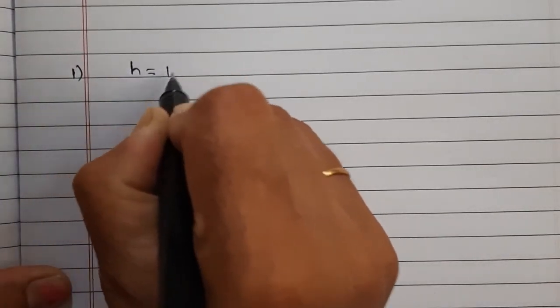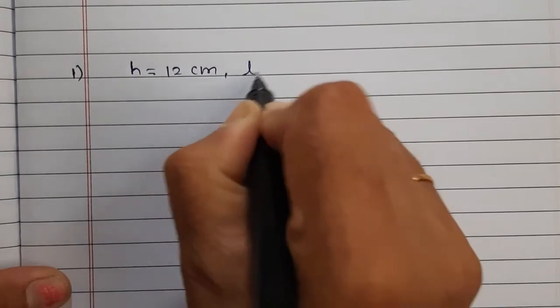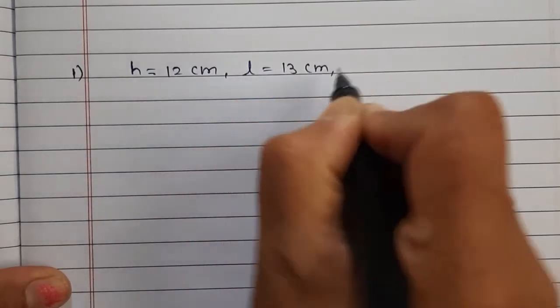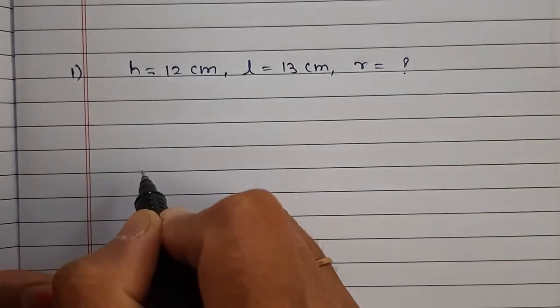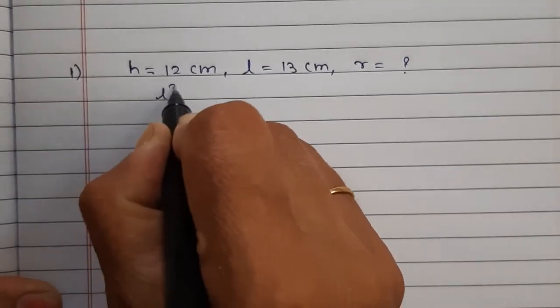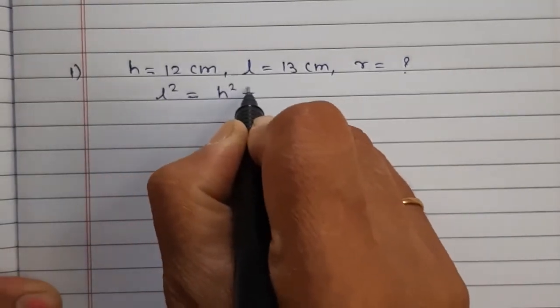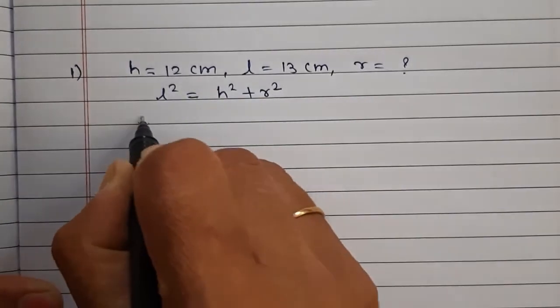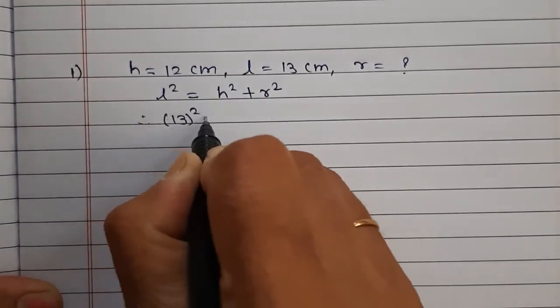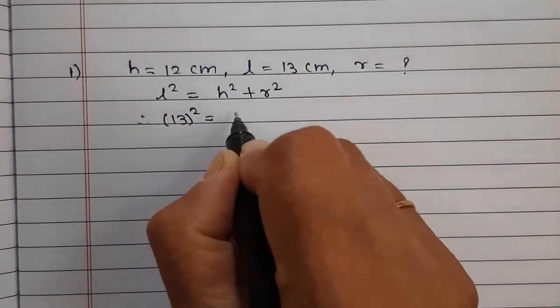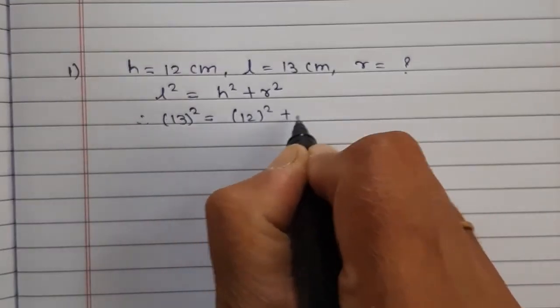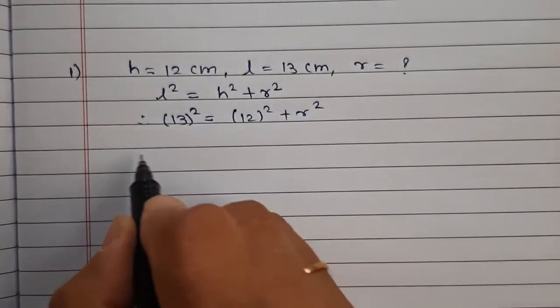H is given 12 cm. L is given 13 cm. We have to find R, that is the radius of the base of the cone. We know that L square equals H square plus R square. L is given 13, so 13 square equals H, and H is given 12, so 12 square plus R square, which we have to find.